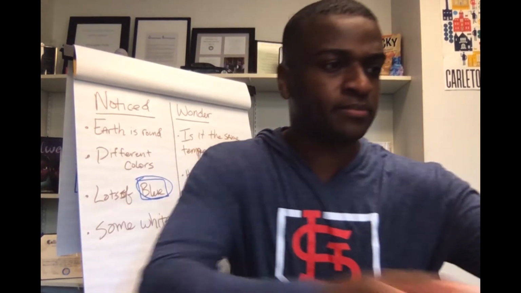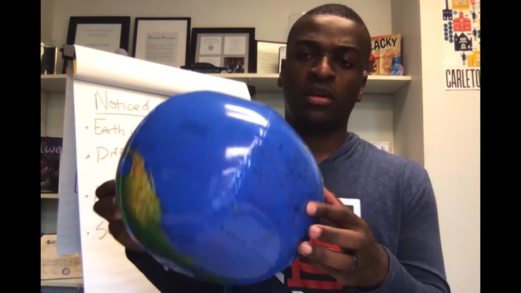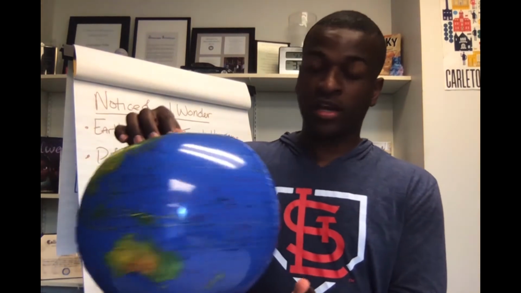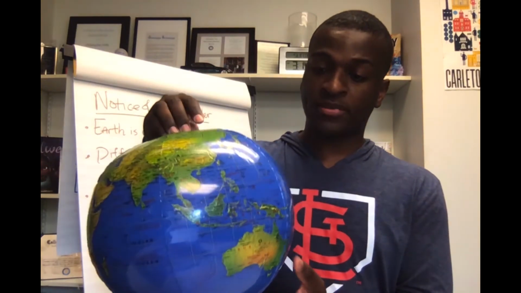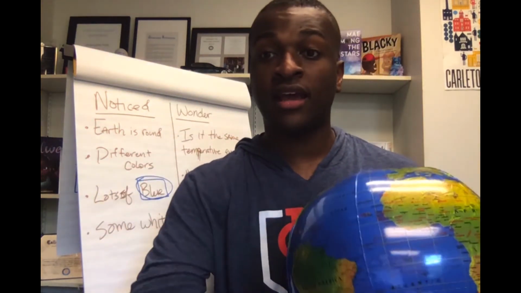What color do you think represents the water on the globe? And what color do you think represents the land on the globe? If you say blue for the water, you're right. And if you say green and brown, you're right about the land. Water is represented by blue, and green and brown represent the land that's on Earth.